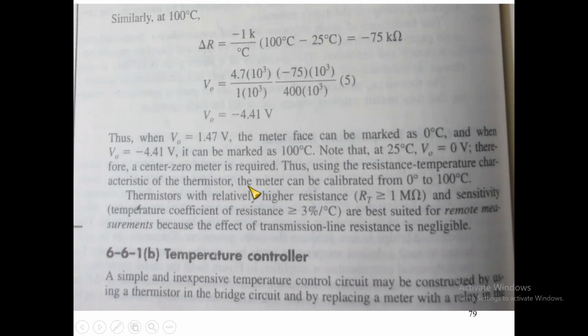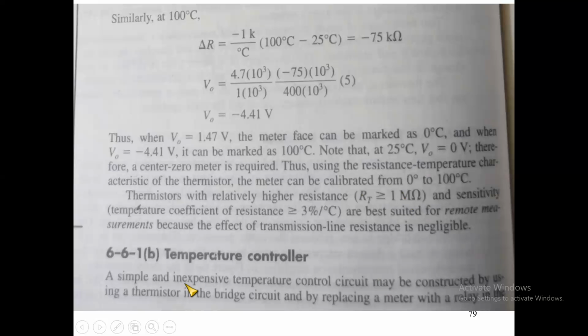Thermistors which have relatively high resistance, RT much greater than 1 megohm, and very large sensitivity, with a temperature coefficient of resistance greater than 3% per degree centigrade, are most suited for remote measurement, because the temperature effect of transmission line resistance will be negligible when we choose the value of RT to be 1 megohm.